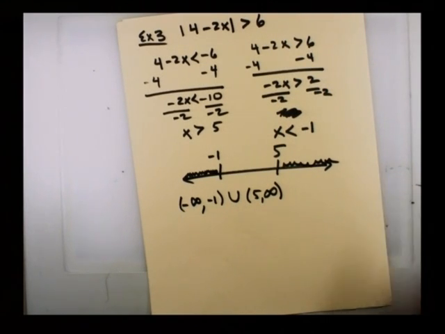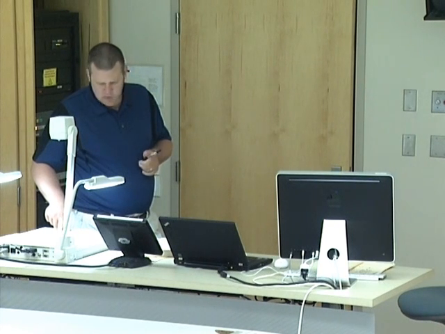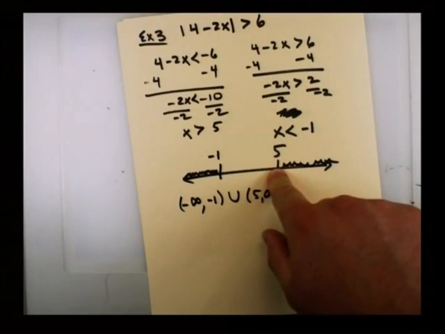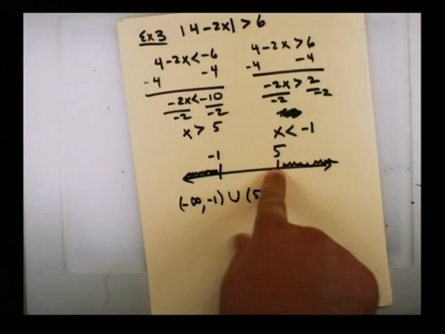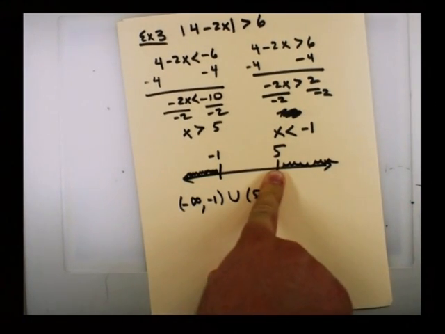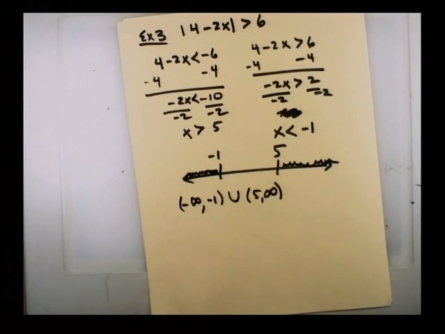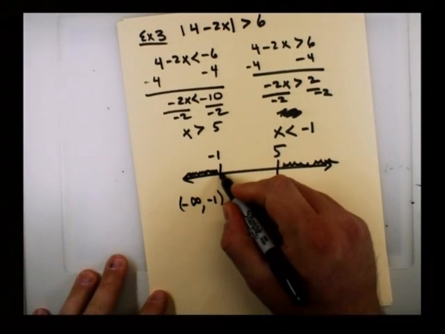Now, what does the solution mean to the original problem? It means you pick any number in this interval or any number in this interval, plug that into the original equation, and that will make it greater than 6 when you take its absolute value. You want to plug in 20 million, its absolute value is going to be greater than 6. You want to plug in negative 1.1, its absolute value is going to be greater than 6.